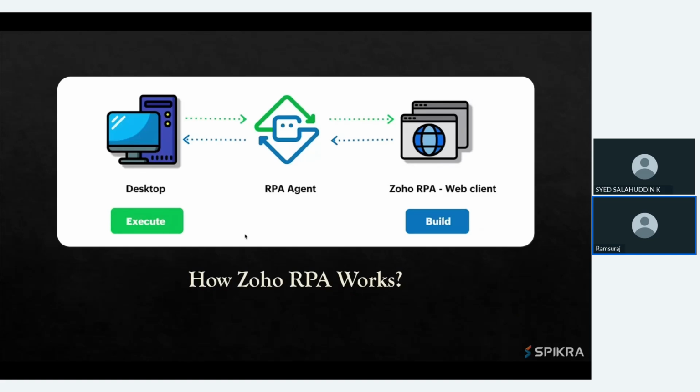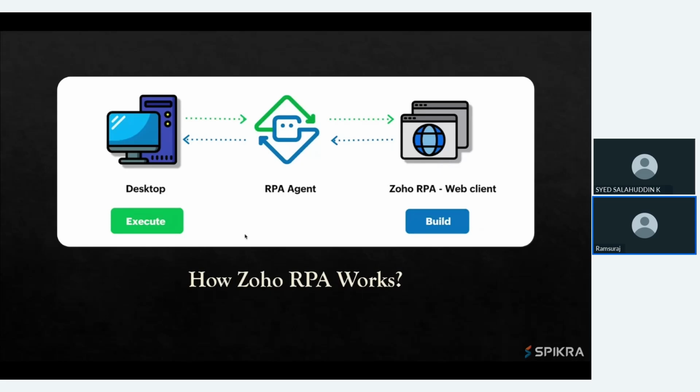And how does the RPA work? First of all, you need to build a flow in the RPA web client, which is in the cloud. You first design the automation visually using flow diagrams, and then this automation works across web, desktop, and cloud platforms. So you can automate both modern tools and legacy platforms.